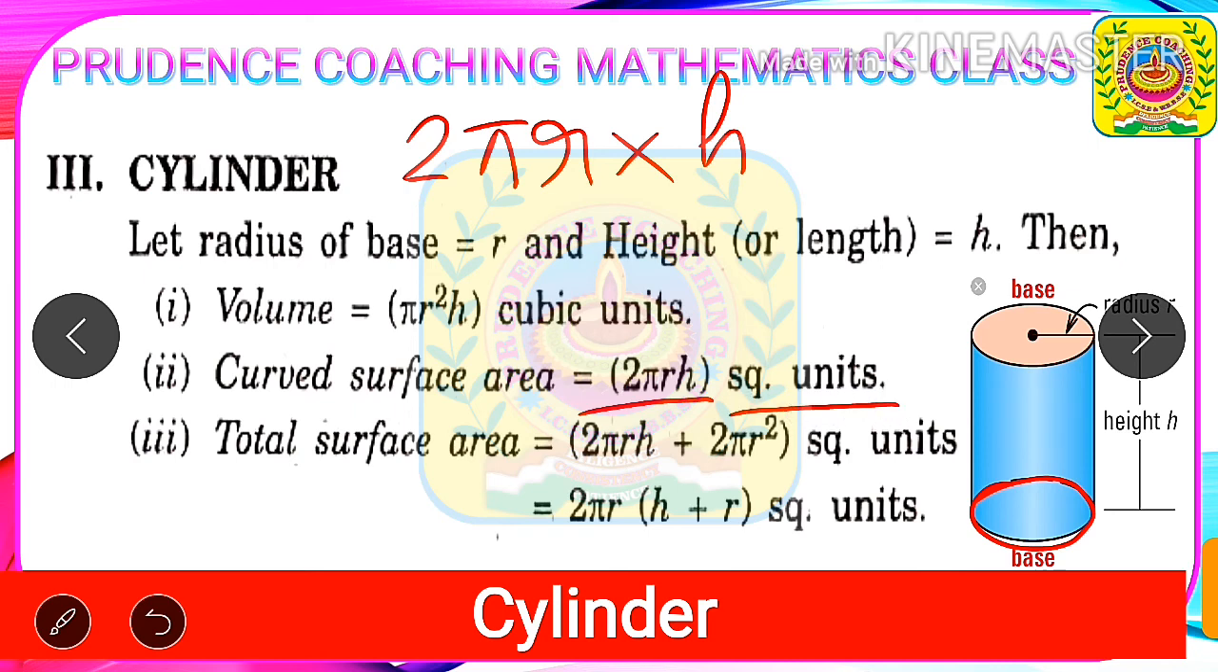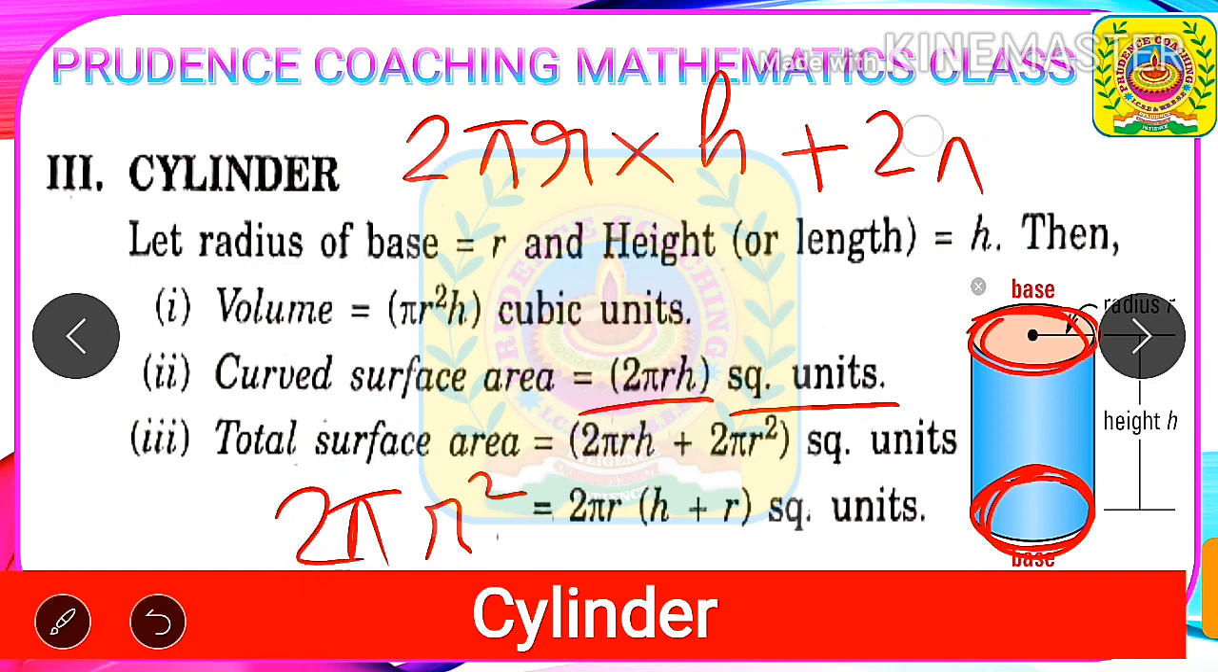Next we will calculate the total surface area. If we add the top and bottom with the curved surface area, we will get the total surface area. So the area of top and bottom will be pi r square. Pi r square is the area of circle, but we have 2 pi r square, that is one in the top and one in the bottom. So we will have 2 pi r square.